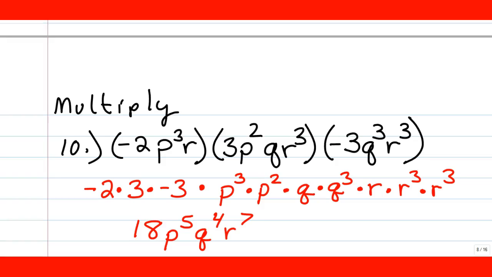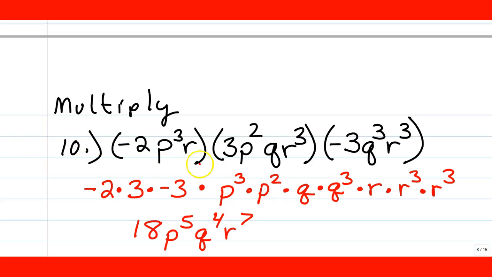Intermediate Algebra Mid-Course Assessment Questions 10, 11, 12, and 13. The instructions over question number 10 just read multiply. Question 10 has a -2 p to the third power times r being multiplied to 3 p to the second power times q times r to the third power being multiplied to -3 q to the third power r to the third power. So let's start by combining the constants together.